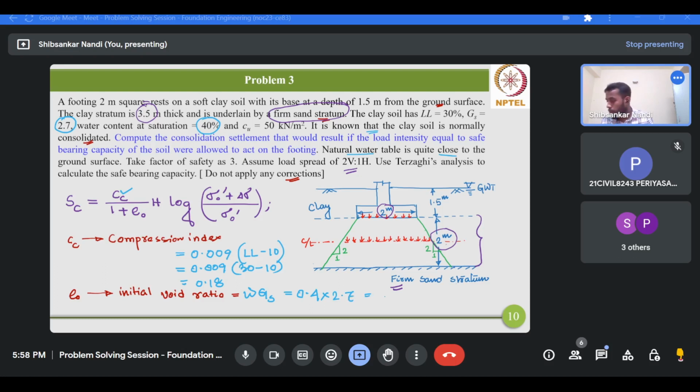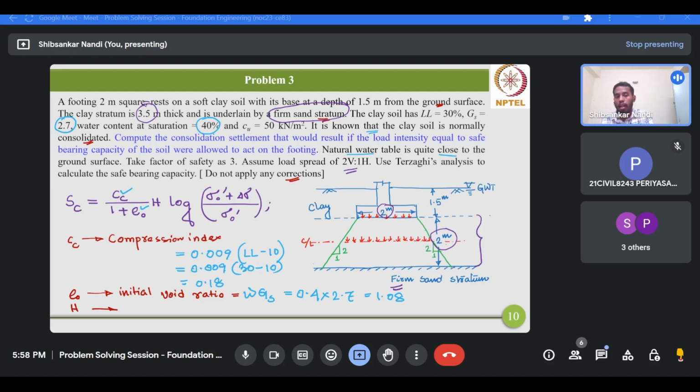Okay, so that means 1.08. This is the initial void ratio. So this is also known to us. Now what is H? So H is basically the thickness of the clay stratum, and please keep in mind this thickness doesn't correspond to the whole thickness as far as this problem is concerned. So this thickness only corresponds to the thickness of the clay stratum, which is influenced by the application of the load intensity at the foundation level.